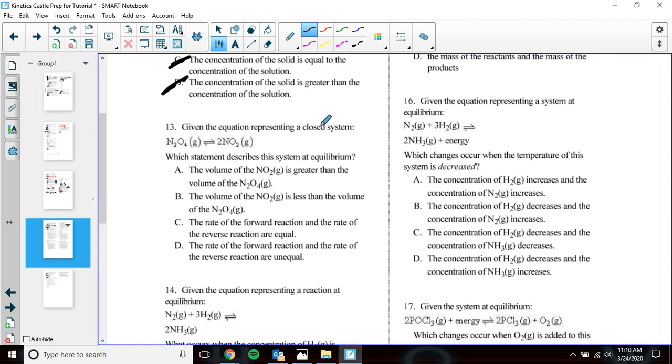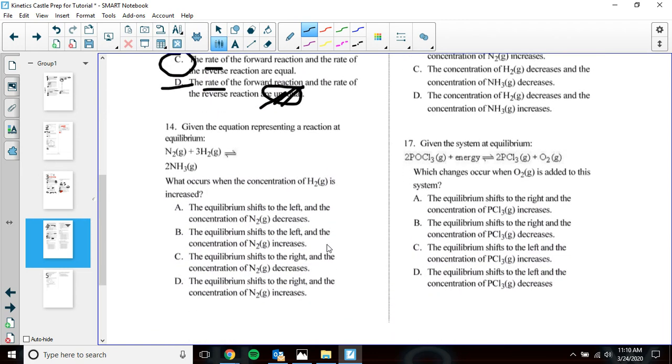any equilibrium. 13, given the equation representing a closed system, which statement describes the system at equilibrium? Again, equilibrium. As soon as I see equilibrium, I know it's the rates. So it's not the volumes. It's the rates. So it's the rate of the forward reaction is going to equal the rate of the reverse reaction. And here, this one says they're equal, where this one says they are unequal. When he says they're unequal, that's not true. The rates are not unequal at equilibrium. The rates are equal. The concentrations are constant.